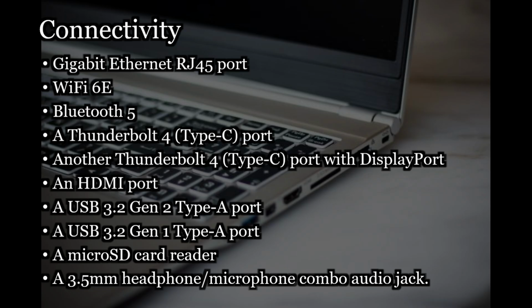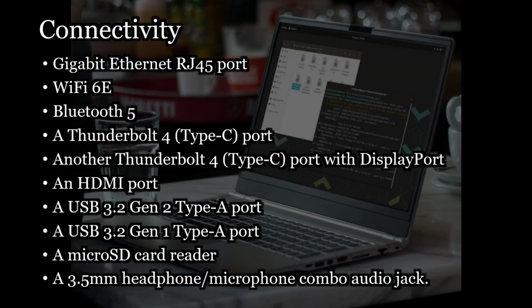In terms of connectivity, the Darter Pro doesn't disappoint. It has a gigabit Ethernet RJ45 port, Wi-Fi 6E, Bluetooth 5, and two Thunderbolt 4 Type-C ports. One of these ports also supports DisplayPort. There's also an HDMI port, a USB 3.2 Gen 2 Type-A port, a USB 3.2 Gen 1 Type-A port, a micro SD card reader, and a 3.5mm headphone/microphone combo jack. That's a lot of options to keep you connected.